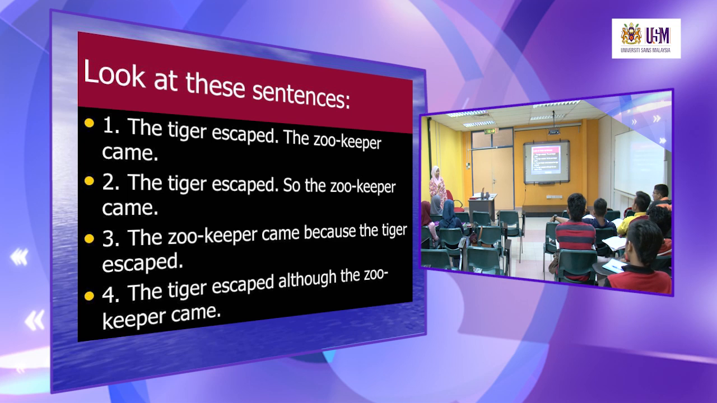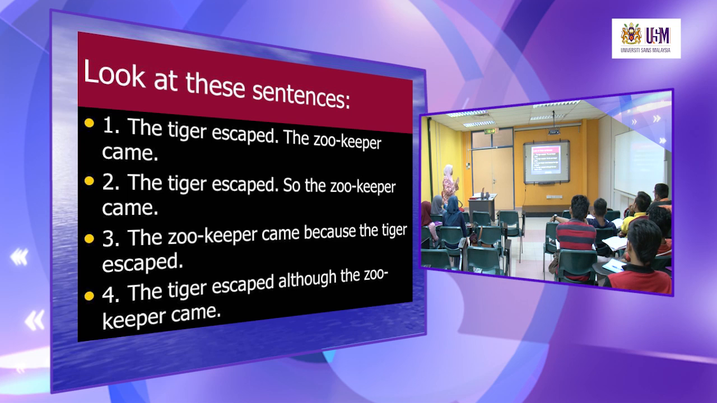Right? If I say, okay, once Suzila is angry, so Nahuan wakes up. The zookeeper came because the tiger escaped. This one is very clear. It says the zookeeper came because the tiger escaped. So he got to know, so he came.